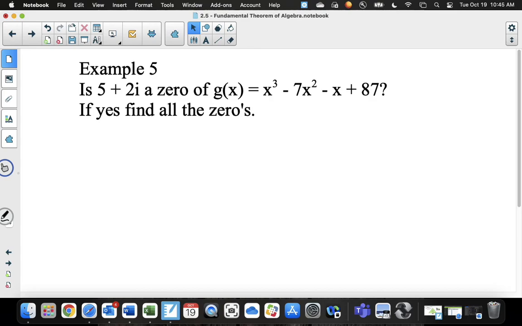All right, let's take a look. This is about as hard as this will get. So notice, I asked you if 5 plus 2i is a 0 of that cubic function, or cubic polynomial. If the answer is yes, then I want to find all three of the zeros. What's your first thought on how to work your way through this? What do you think, Aiden?